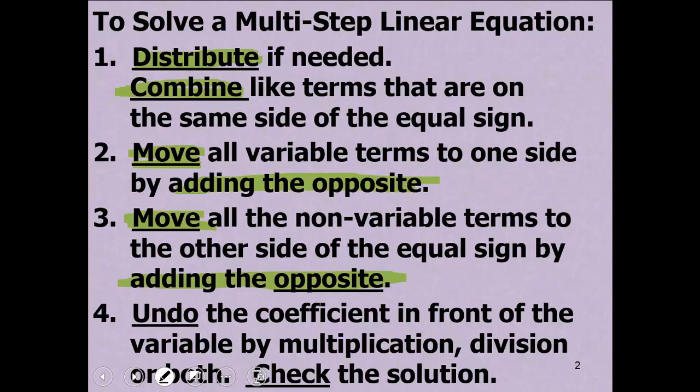Finally, we are going to use our techniques from lesson 2.2 to undo the coefficient in front of the variable by multiplication, division, or both. That would mean if you had 3/7 as your coefficient, you could multiply by 7 and divide by 3 in a two-step process like we learned, or you could do it as a single step and multiply by the reciprocal. Finally, check your solution. It'll help you. So go ahead and do that.